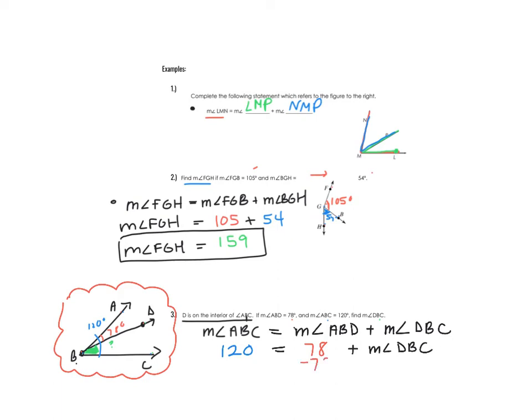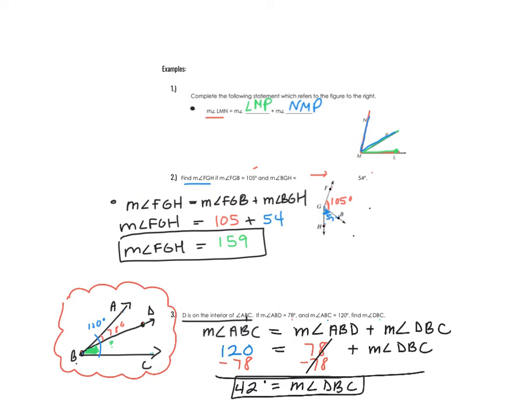So if we subtract the 78 on both sides of our equation here, we'll be able to obtain the same result as if we just notice that we have the whole and a part, and when we're given the whole and a part, we subtract, instead of when we were given, like up here, the two parts and we added them together. So to finish this up, we would have 42 degrees is equal to the measure of angle DBC, and that would be our final answer.